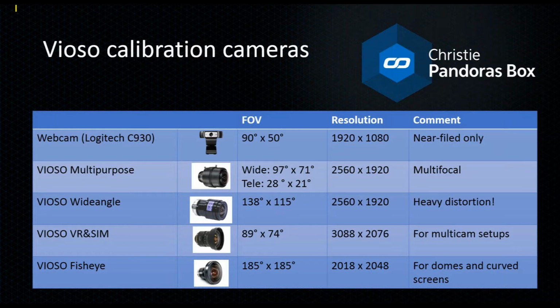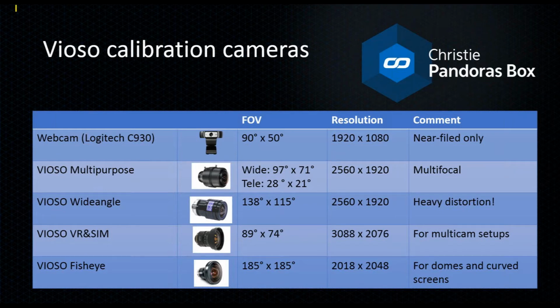So in closed environments, a webcam already does a good job. But when you go to larger setups, fixed setups with fixed installed cameras, there's a selection of cameras that we provide. Multi-purpose is a camera with a zoomable lens, so you can install it in several places. It's good as a multi-purpose weapon in your pocket.